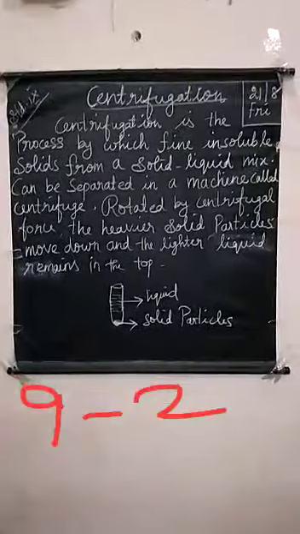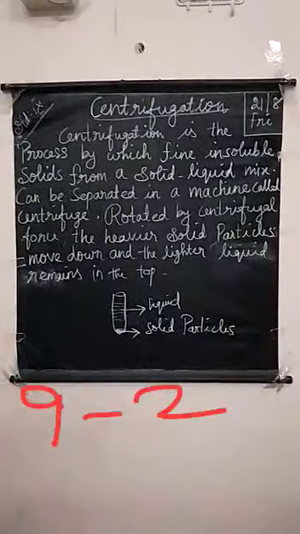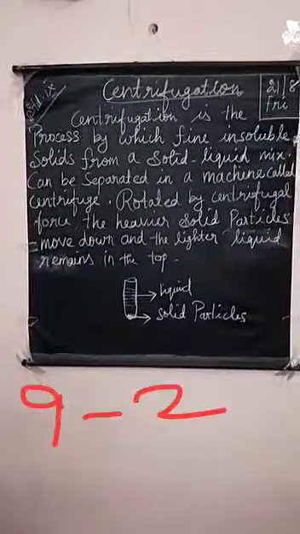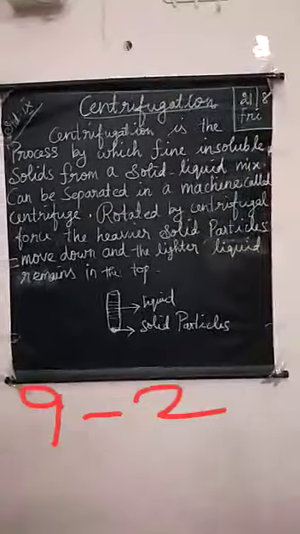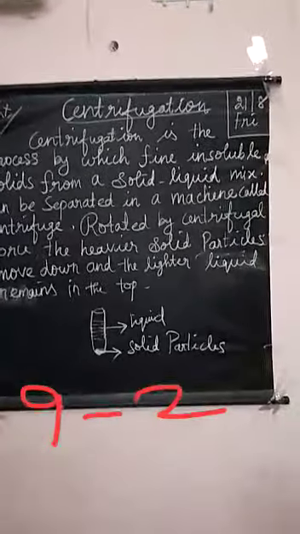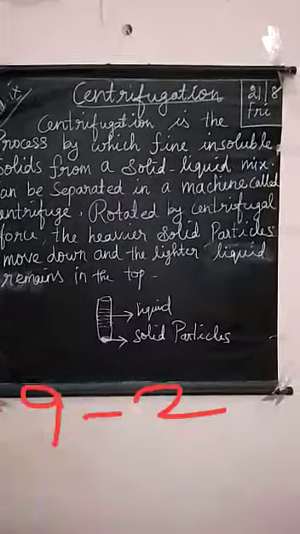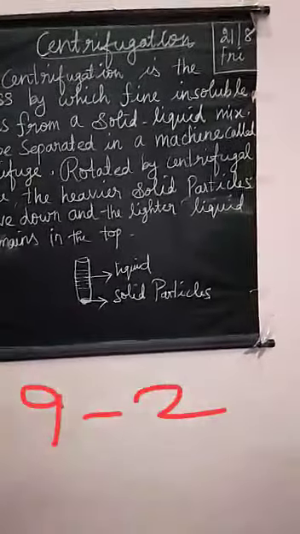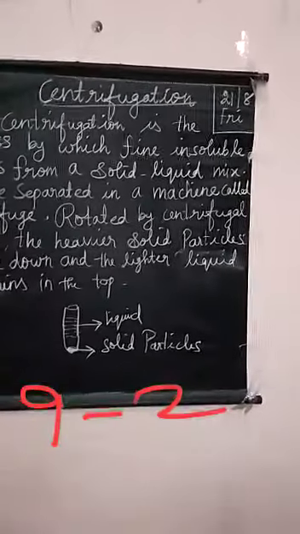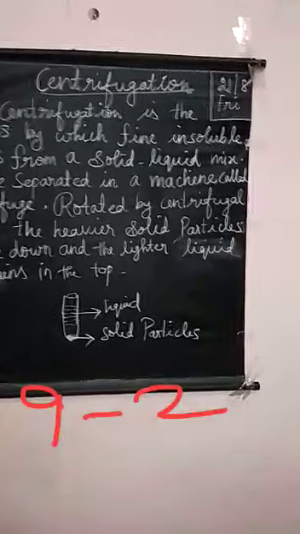So the next one is centrifugation. Centrifugation is the process by which fine insoluble solids from a solid liquid mixture can be separated. Using this process we can separate fine insoluble solid from a solid and liquid mixture. From this centrifugation we get the solid and liquid particles separately, in a machine. The machine name is centrifuge, okay.